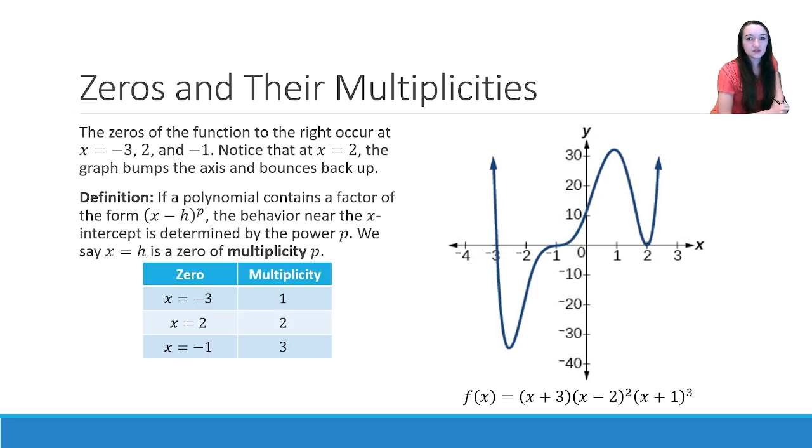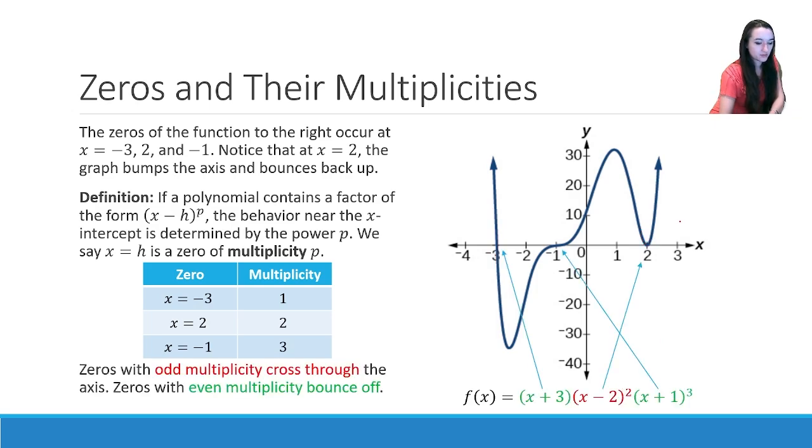Specifically, x equals -3 has multiplicity of 1. We can tell this because when we cross through our zero, it's just a straight line through it. We can also tell this by looking at the factored form. So it's got multiplicity 1 right here, x plus 3 to the first power. Then x equals 2 is multiplicity 2. This we can tell because we bounced off. So multiplicity 2, we bounce.